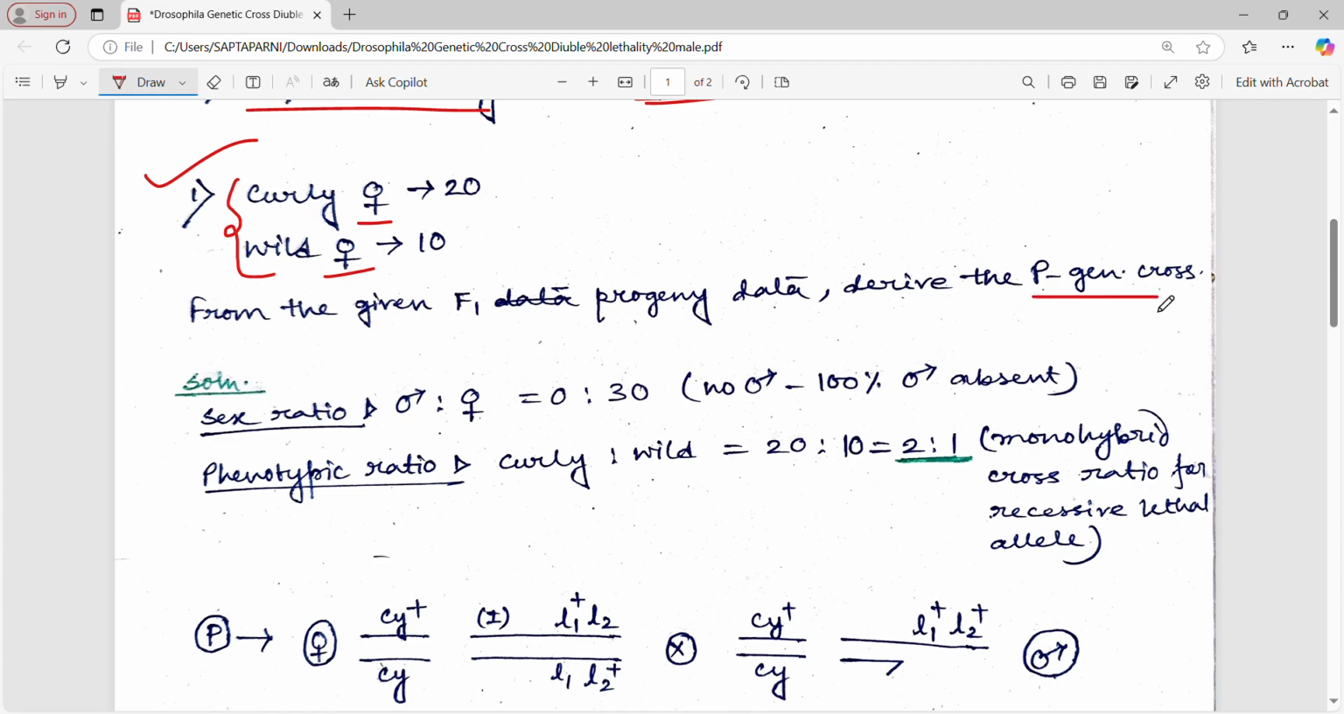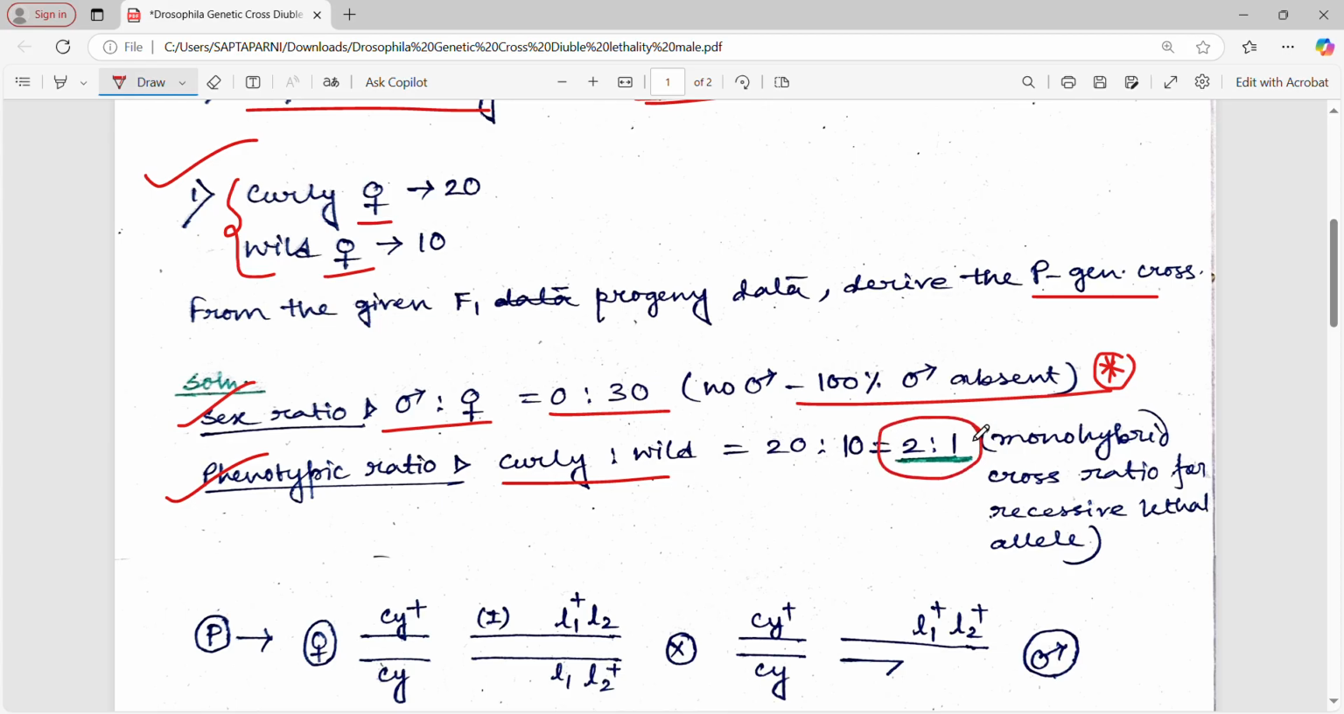Okay. So before going into details, first of all we have to derive the sex ratio here. The sex ratio male to female is equal to 0:30. That means there is no male present here or 100% male is absent. Okay. It is very important. When 100% male is absent, how will you derive the P generation cross? Next, the phenotypic ratio is Curly to wild equal to 20:10, that is 2:1.